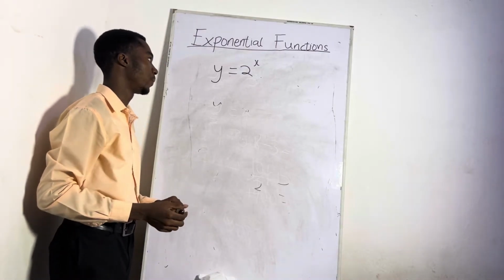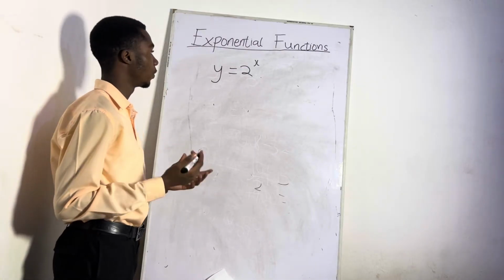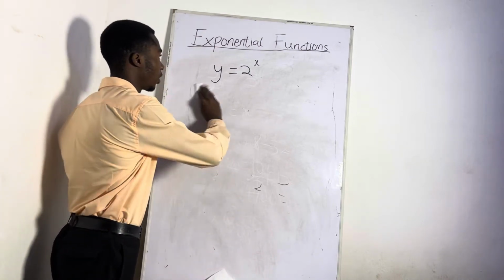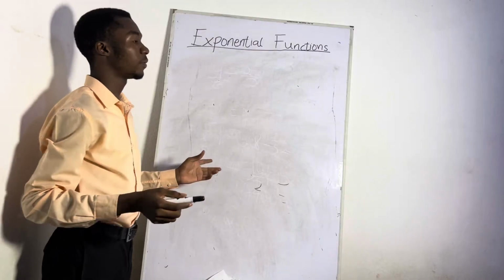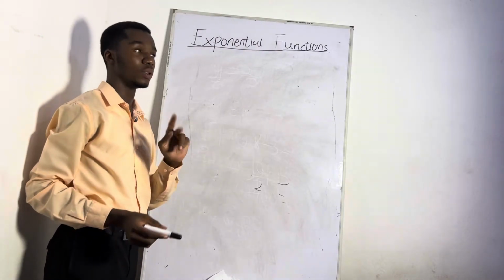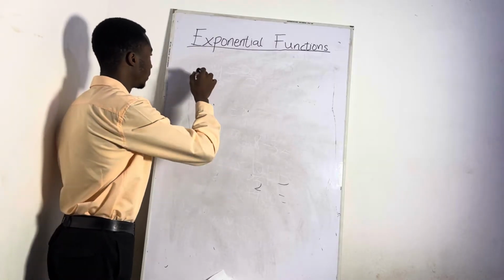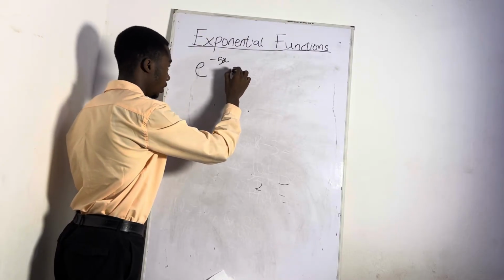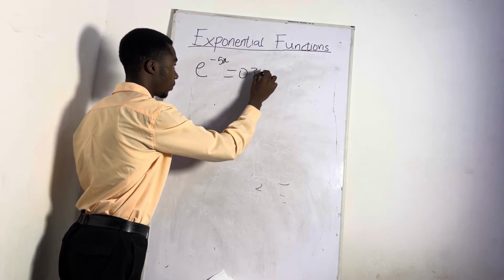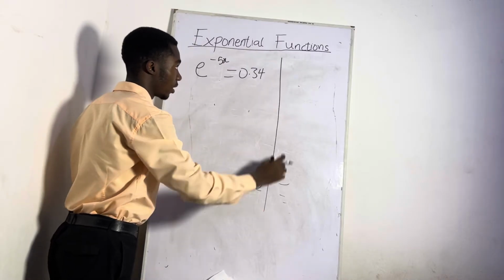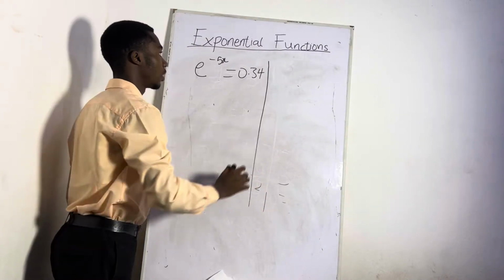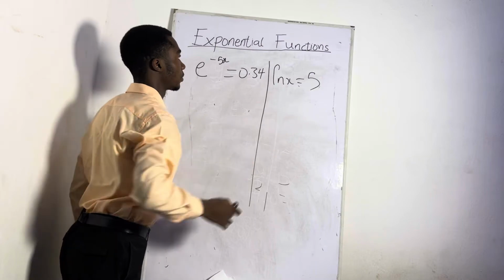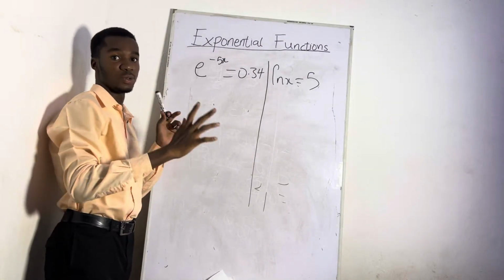Now I'm going to explain it to you. Natural logarithms are a way of trying to simplify exponential functions or exponential equations. For exponential functions or natural logarithms, there are two things you need to know. If you have something like, let's say, e exponent negative 5x is equal to 0.34, then you can also have ln x is equal to 5. These are the two main things you have to know.